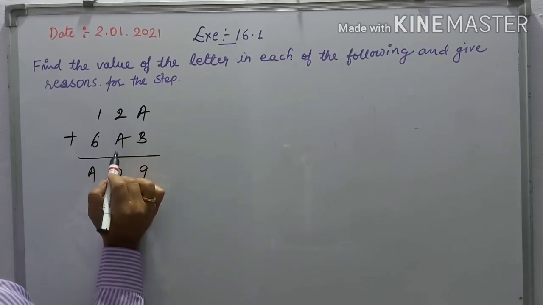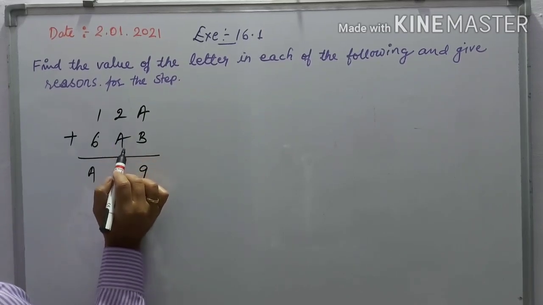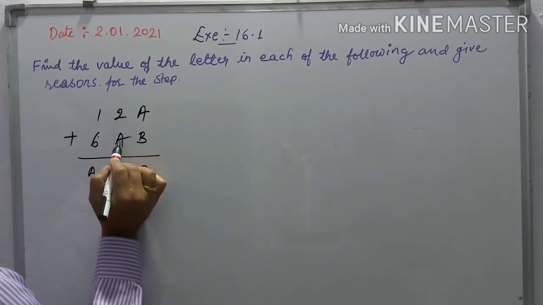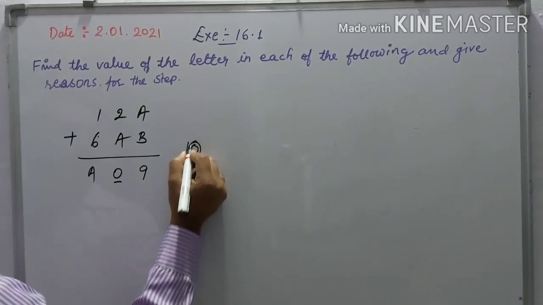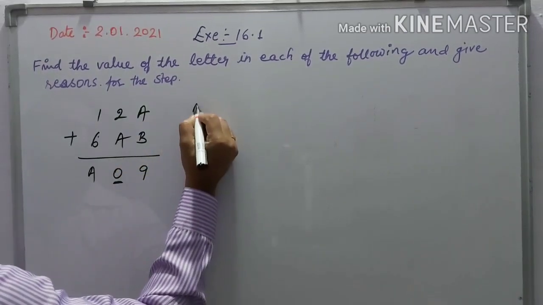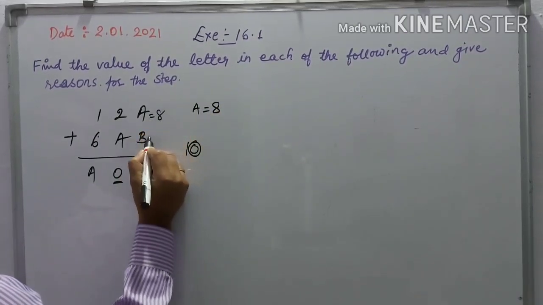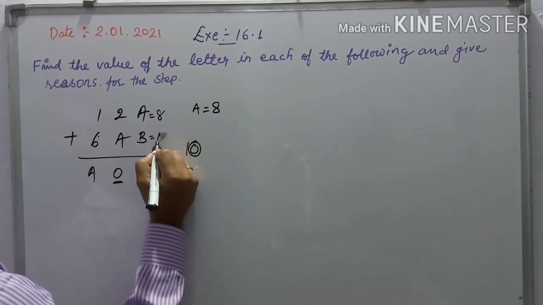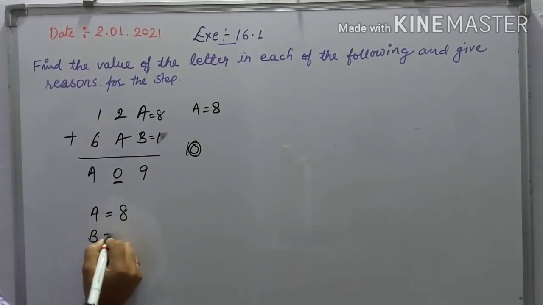2 plus 3 is equal to 5, 2 plus 6 is equal to 8, 2 plus 7 is equal to 9, and 2 plus 8 is equal to 10. The 10 will come, the unit digit is 10. Okay, so the value of a is equal to 8. So there is 8. 8 plus b value is 1, a value is 8, b value is 1.